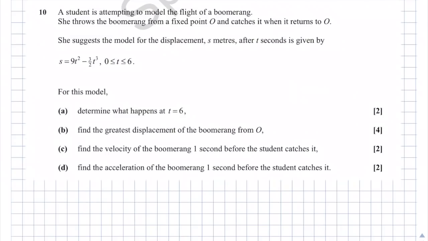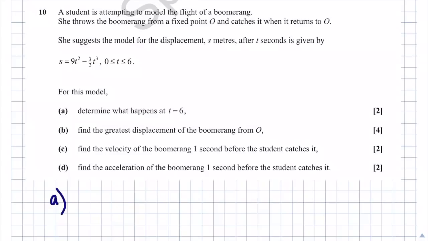Question 10 says a student is attempting to model the flight of a boomerang. She throws a boomerang from a fixed point O and catches it when it returns. She suggests the model for the displacement s meters after t seconds is given by s equals 9t squared minus 3 halves of t cubed, where t is between 0 and 6. For this model, part A says determine what happens at t equals 6.